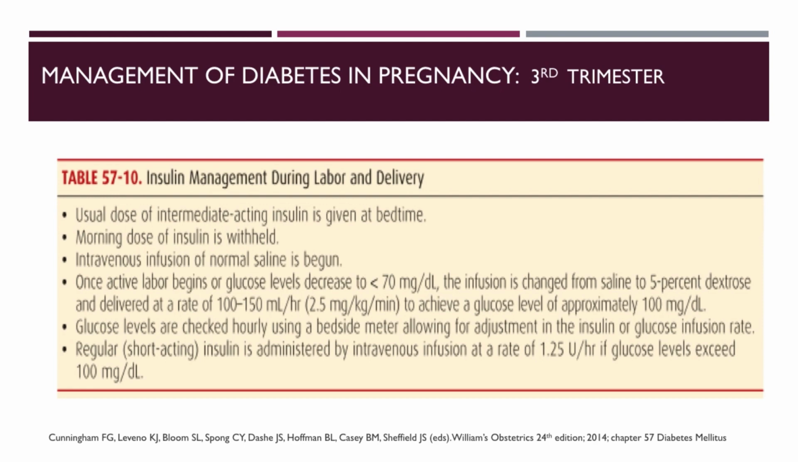Glucose levels are checked hourly using a bedside meter, allowing for adjustment in the insulin or glucose infusion rate, and regular or short-acting insulin is administered by intravenous infusion at a rate of 1.25 units per hour if glucose levels exceed 100 milligrams per deciliter.